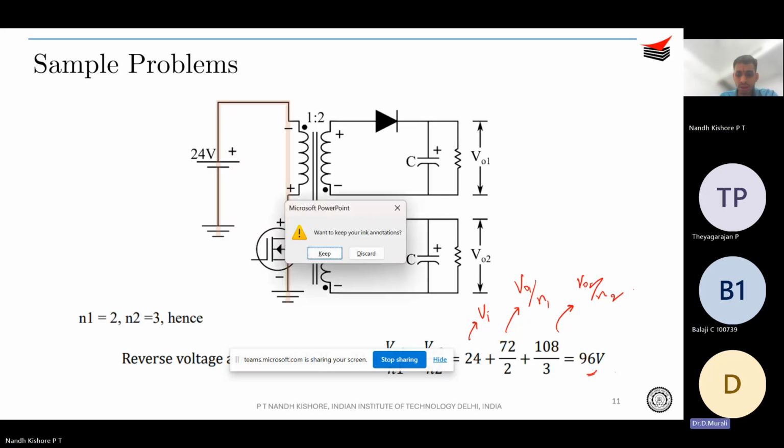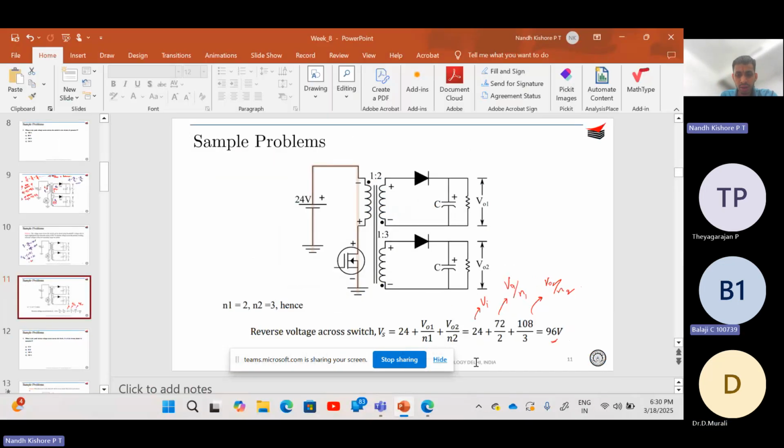Excuse me. Can you press that hide at the bottom of the screen in the presentation? Oh, okay, okay. Just a second.